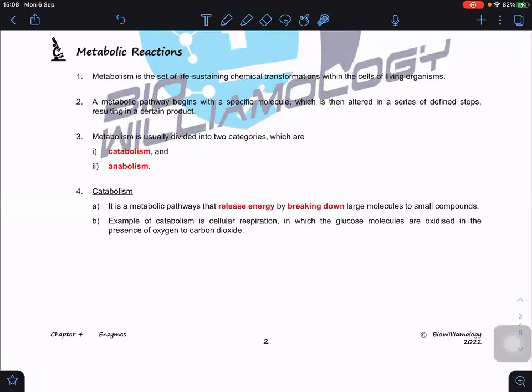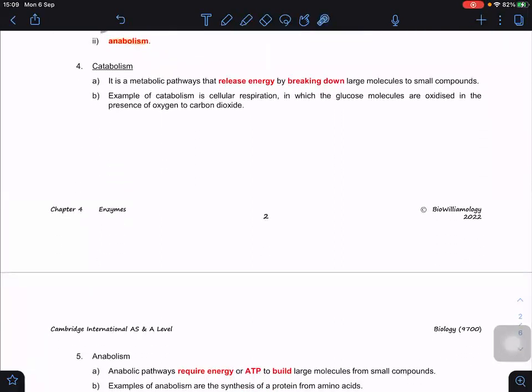Metabolism is usually divided into two categories, which are catabolism or catabolic reactions, and anabolism, or anabolic reactions. Catabolism is a metabolic pathway where, at the end of the process, you release energy by breaking down a large molecule into smaller molecules. An example of catabolism that always happens in our body is cellular respiration, where we break down the glucose molecule by oxidation in the presence of oxygen to carbon dioxide. So we oxidize our glucose molecule and energy is released.